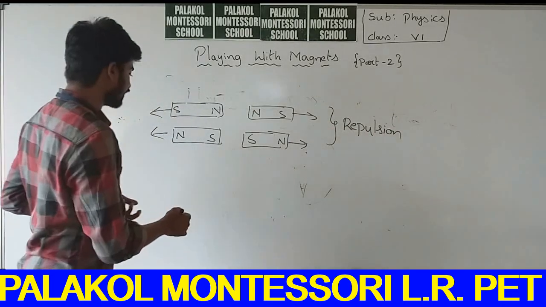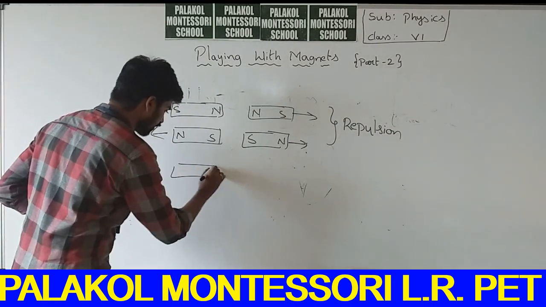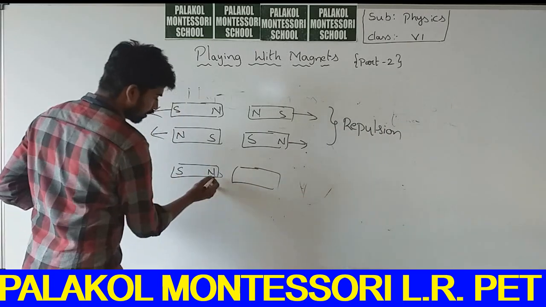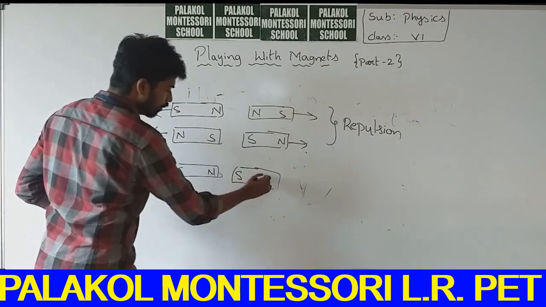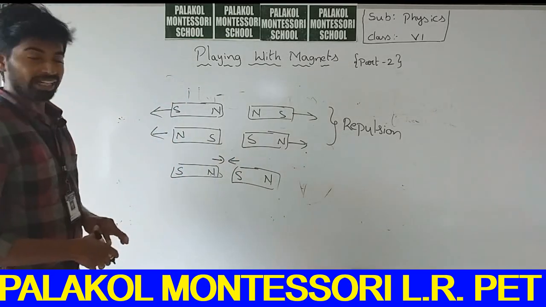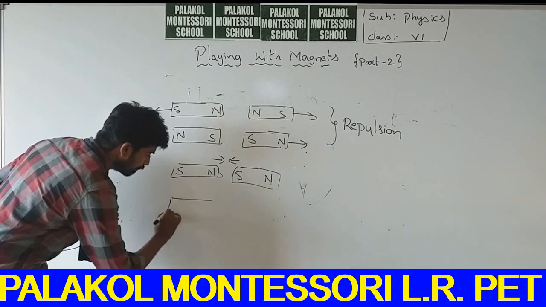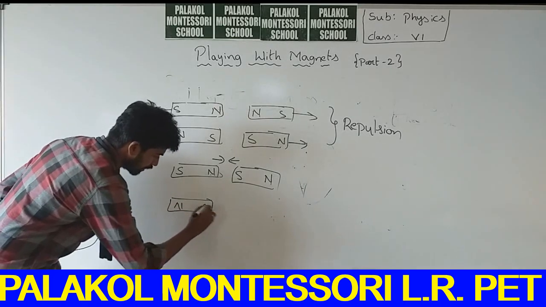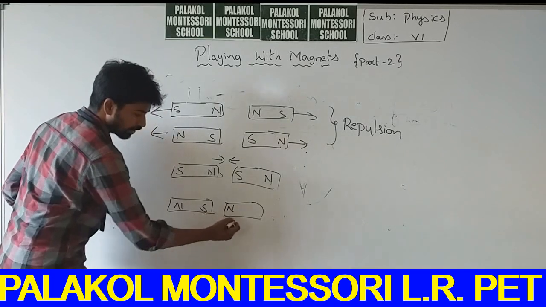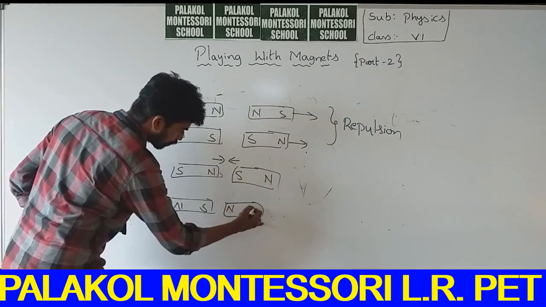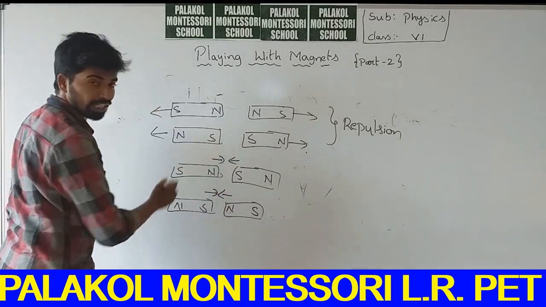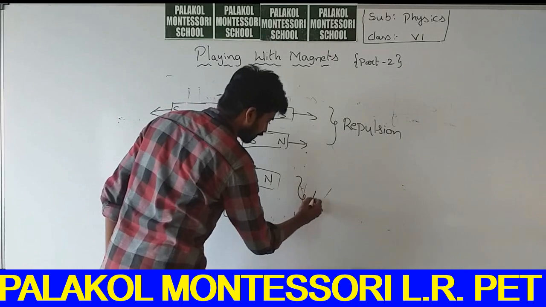If you keep the south pole near to the north pole, then these two magnets will attract each other. If you keep the north pole near to the south pole, what will happen again? See, these are the two cases where you can observe attraction.